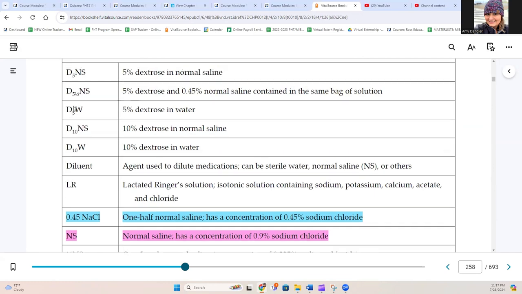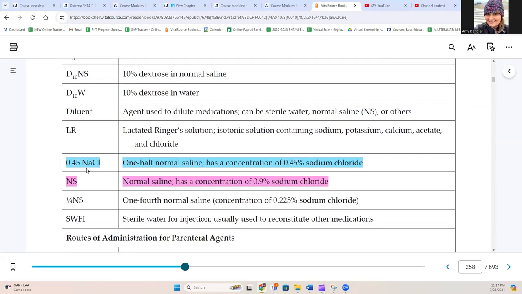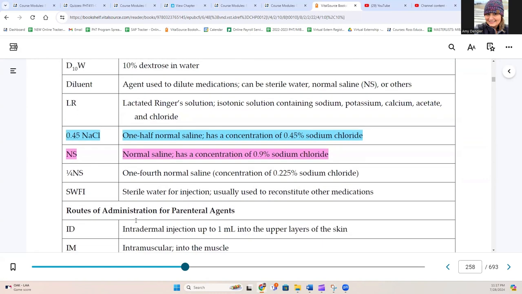Anytime you see a 5 or a 10 in between W, that's whatever percent dextrose in water. And the same goes for if you see NS, that's normal saline. So it could be 10, 5, whatever. And then LR can be for lactated Ringer's or Ringer's lactate solution, which is just an isotonic solution that contains sodium, potassium, calcium, acetate, and chloride.